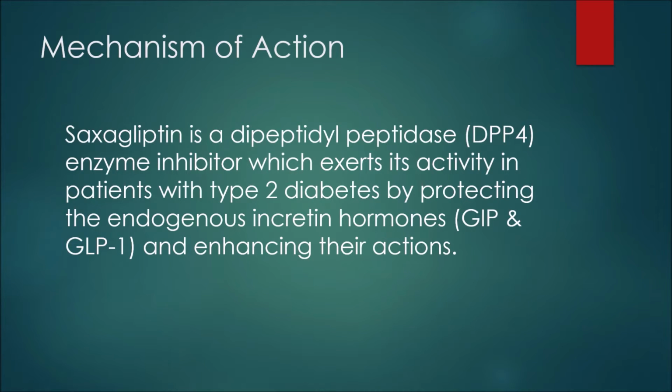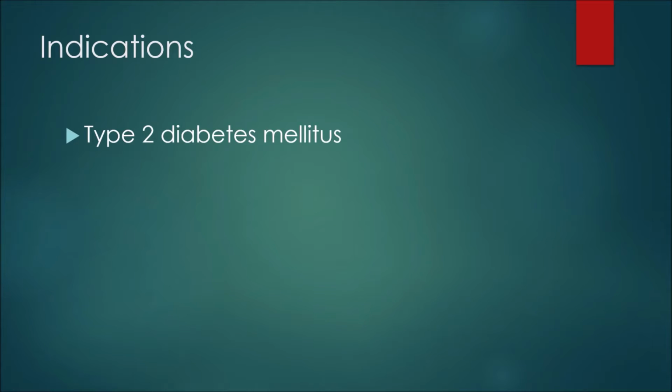So the first thing to discuss here will be the mechanism of action, or how this medication works. Saxagliptin is a dipeptidyl peptidase, or DPP4, enzyme inhibitor which exerts its activity in patients with type 2 diabetes by protecting the endogenous incretin hormones, which would be GIP and GLP-1, and by enhancing their actions. In terms of indications or reasons we would prescribe this medication to a patient, we may see it used in the treatment of type 2 diabetes mellitus.